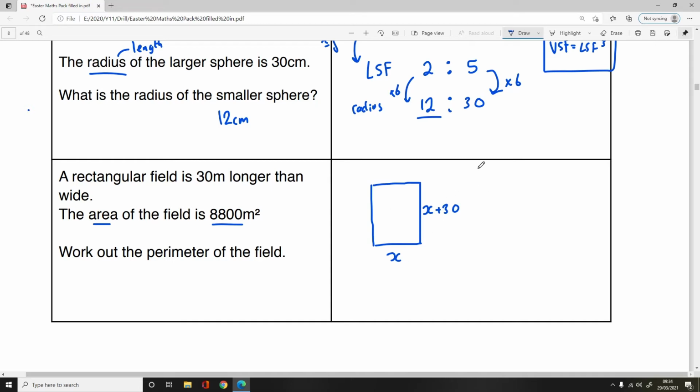So area is base times height, or width times length in this case. So x times x plus 30 equals 8,800. And then what we essentially have here is a quadratic. And how do you solve a quadratic? Well, you certainly want to expand any brackets that are there. And then you need to get one side equal to 0.